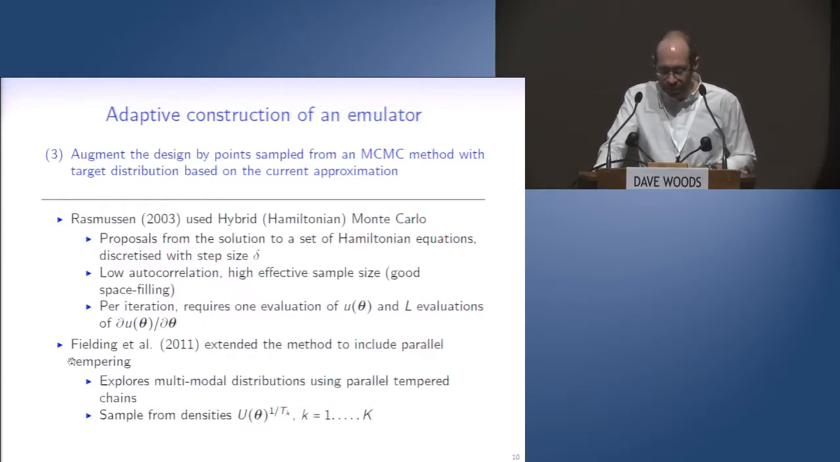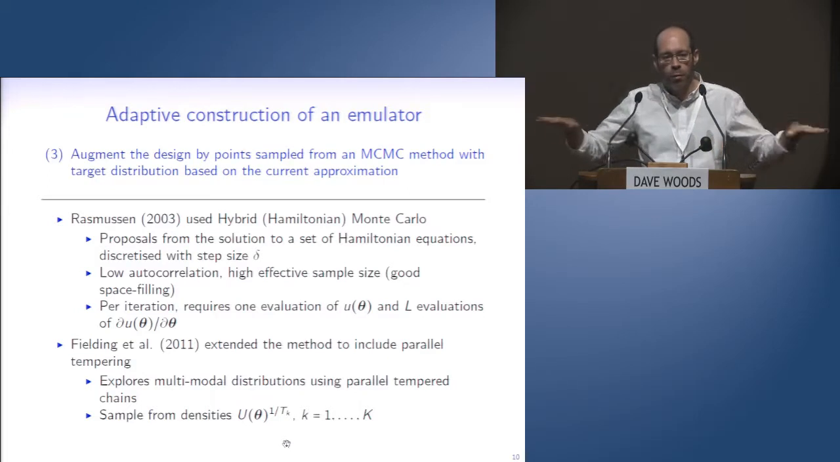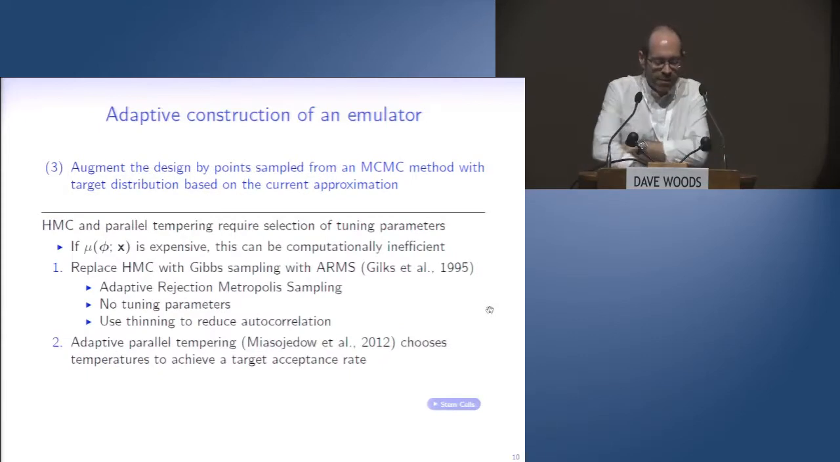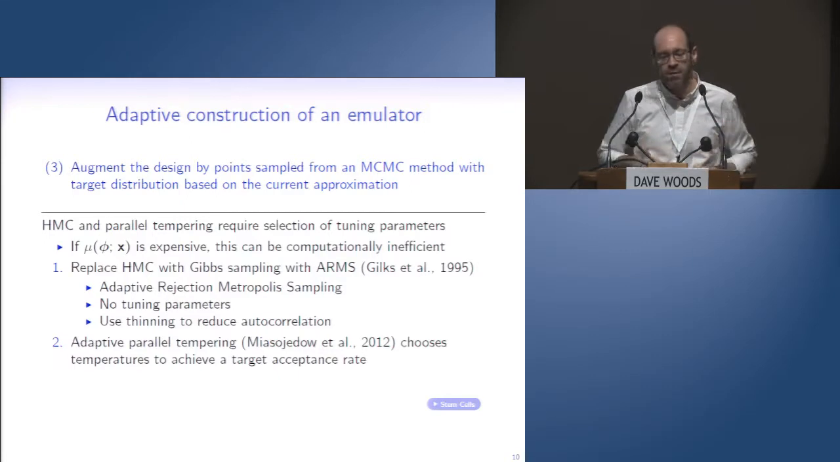In a more recent paper, Fielding extended this methodology to include parallel tempering to try and avoid getting stuck in local optima, so we can explore multimodal distributions by using lots of MCMC chains where we temper the chains, so when T gets large, the density gets very flat and it's easier to move from one mode to another. So the problem with both these methods is they do require the selection of quite a lot of tuning parameters, and if our simulator is expensive, it's not necessarily going to be the best use of computational resource to spend simulator runs tuning these systems.